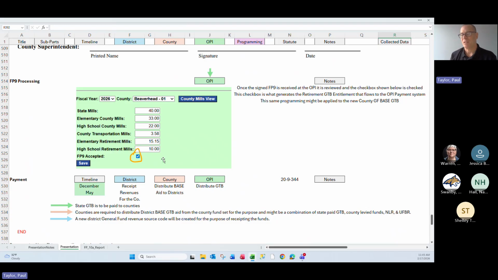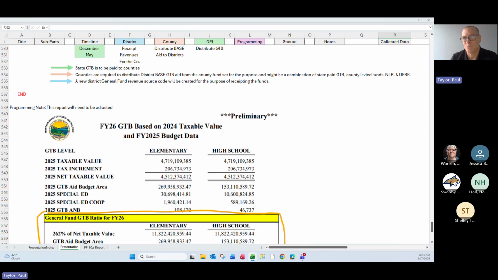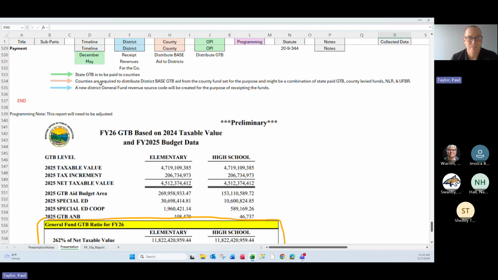When the checkbox is checked, the information that was written to the FP9 and also the FP10A for GTB creation flows to yet a third database in our system called payment. It'll be written to the pay entitlement table. Those pay entitlements then become the distributions that the OPI makes, and they will go to the counties. So let's just talk about that for a second. Now we've got ourselves to the payment system.